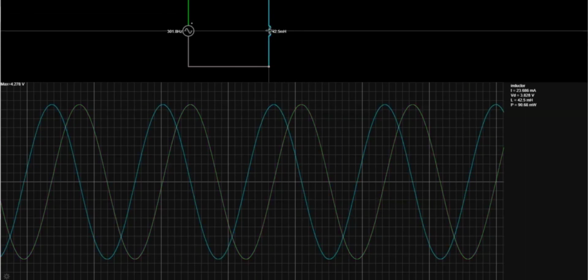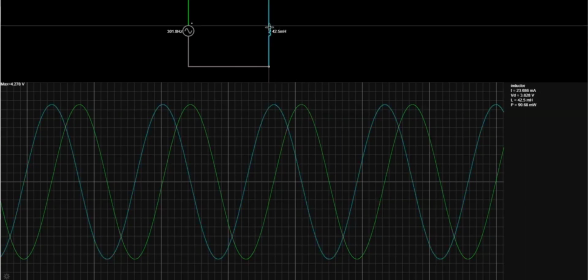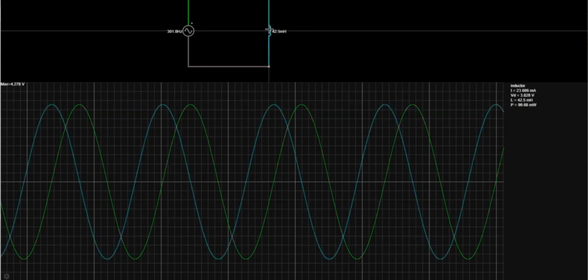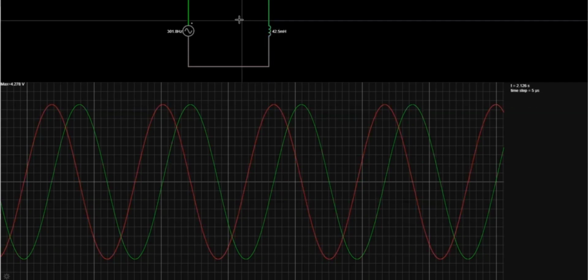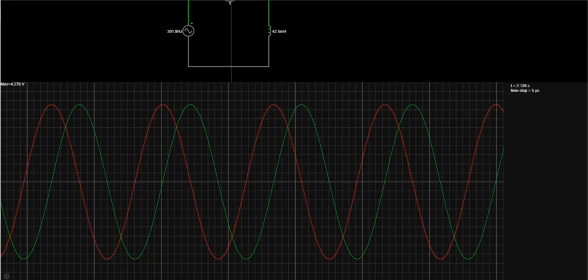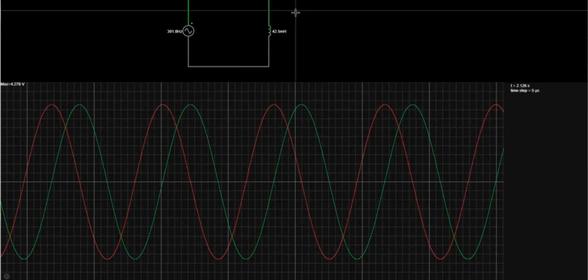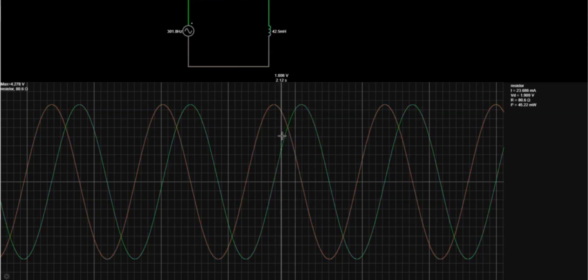Put your mouse on top of the inductor, and put your mouse on and off. So on, and you can see the red, for me, it's red. The red trace represents the voltage drop across the inductor. And let's just double check. Hover your mouse on and off the resistor. And you can see for the resistor, the green trace represents the voltage drop across the resistor. All right. So this is showing what we thought it should show.